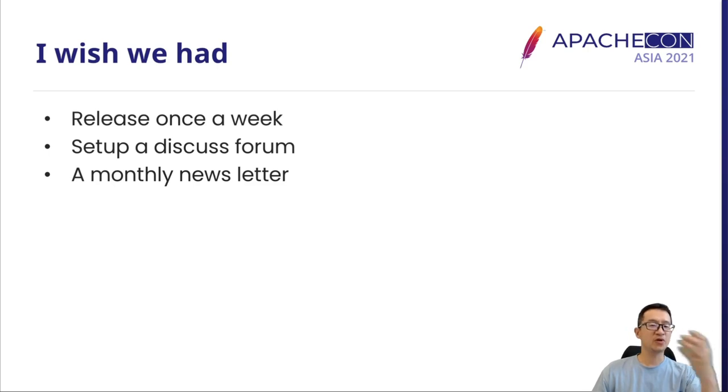But different projects have different styles or challenges. For example, Milvus is a database type of project, so it's C++ and Go. So it's not that easy to do a weekly release. But if your project is a Python project or a front end project, I will certainly encourage you to release once a week. That will help a lot.